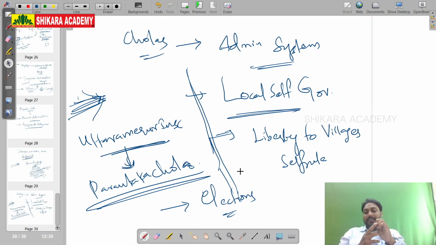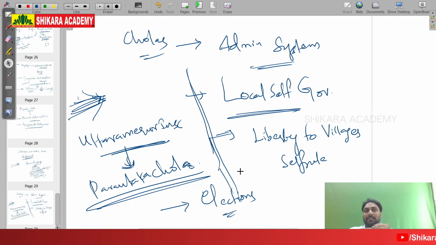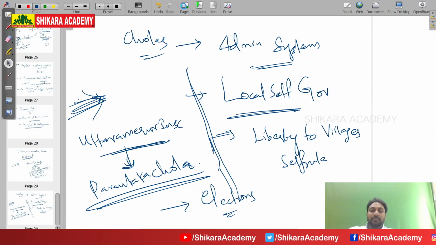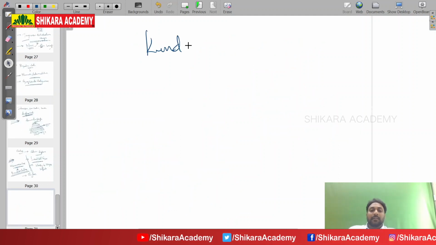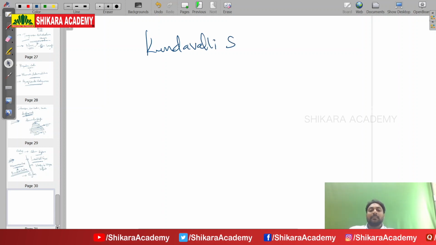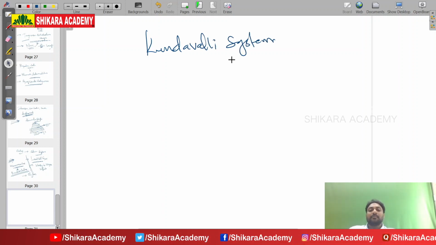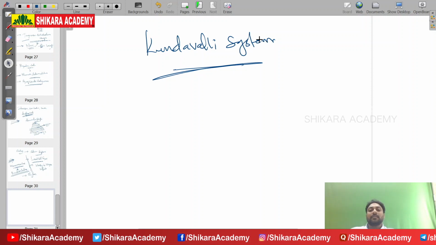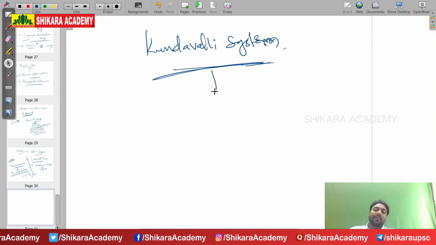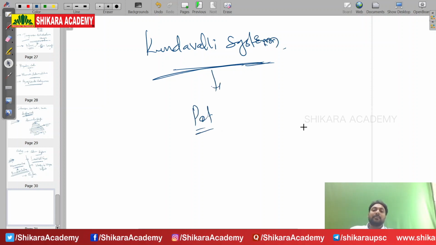Parantaka Chola says that there is a process in electing the local village ward members and also members of committees. That process is called the Kundavalli system. Kundavalli system means spot election system.